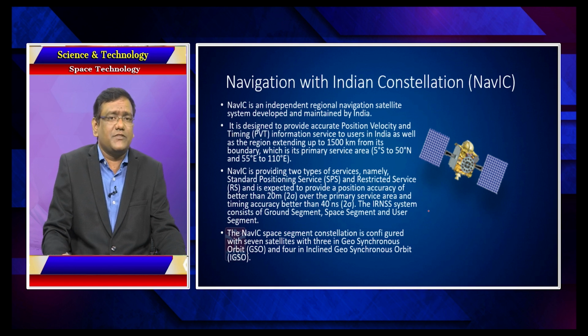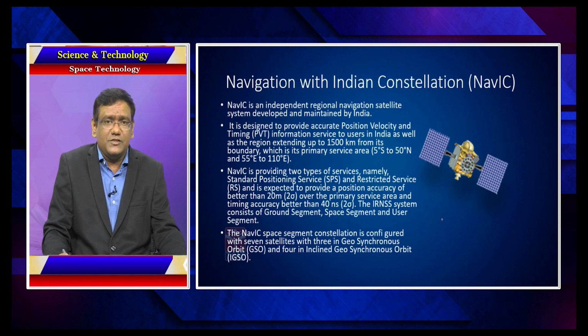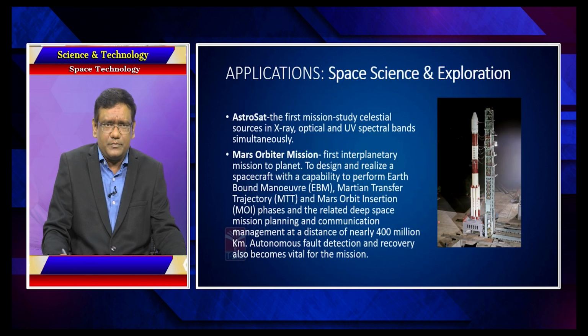This IRNSS system consists of the ground segment, the space segment and the user segment. The ground segment is the segment that is operational in various centers in India, and the space segment is nothing but the satellites, and the user segment is nothing but the users of this NAVIC. This NAVIC space segment constellation is configured with 7 satellites: 3 in geosynchronous orbit and 4 in inclined geosynchronous orbit, that is IGSO.